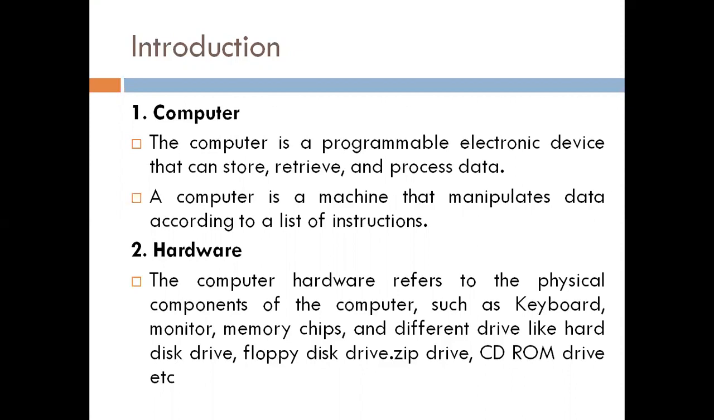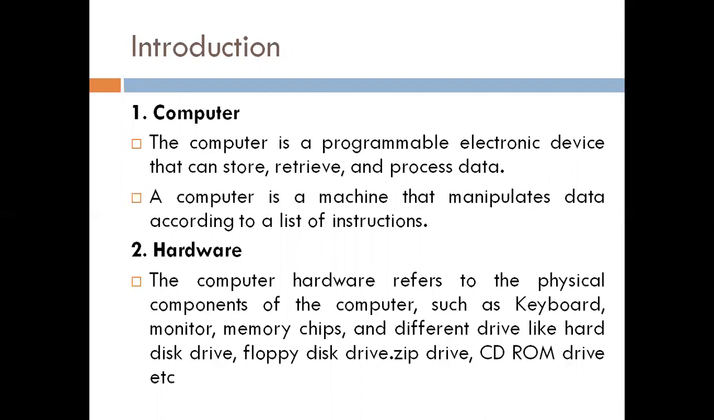We also know that a computer is a combination of hardware and software. So we discuss hardware. What is hardware? Computer hardware is the physical component of the computer, such as keyboard, monitor, drives, etc.